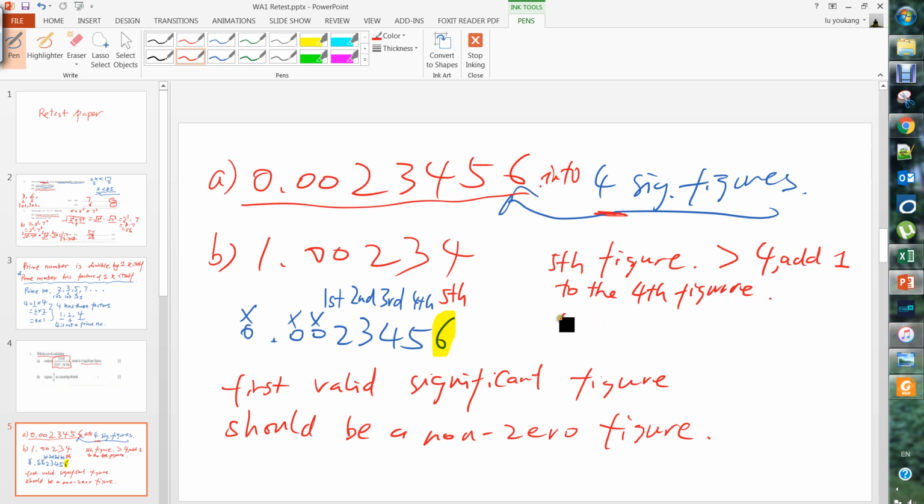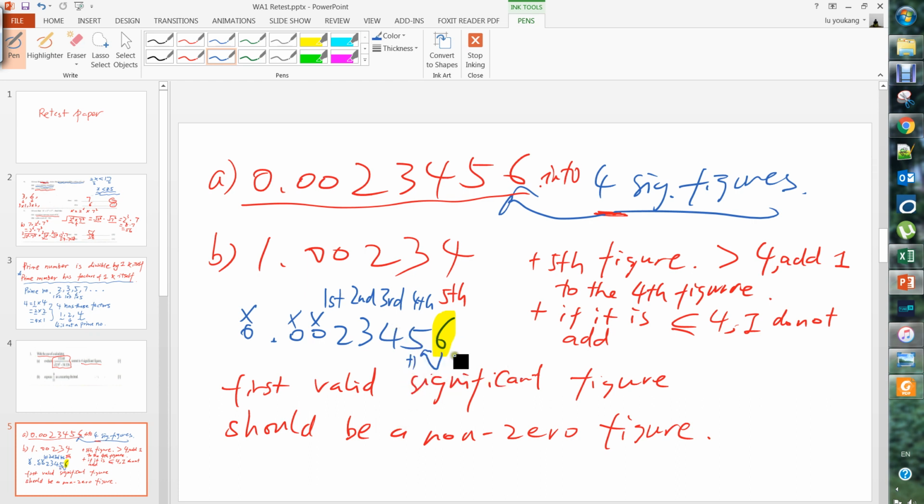If it's less than 4 or equal to 4, I do not add. Remember this. So in this case, 6 is more than 4, right? So I need to add 1 to this. I need to add 1 to it.